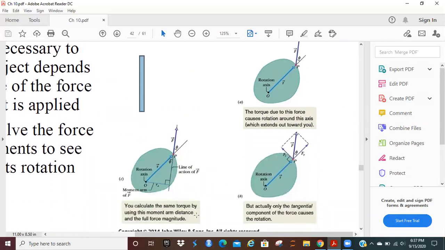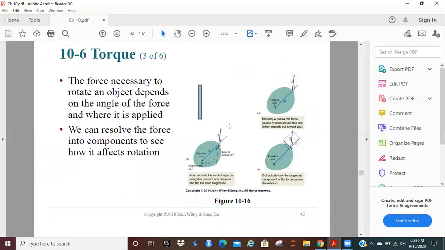So we can calculate the same torque by using this moment arm distance and the full force magnitude. What we are going to find out is that it's only the tangential part of this particular force which is going to cause rotation. It's not this part right here, but it's going to be this part. We'll see that in the formula coming up.